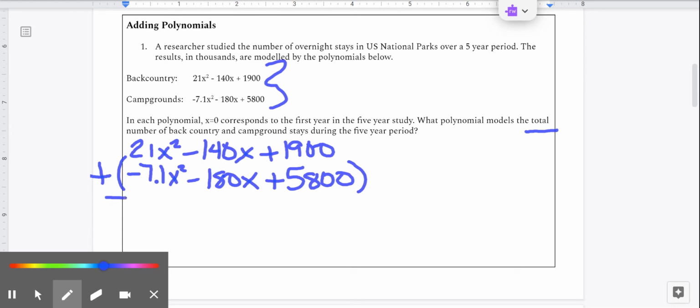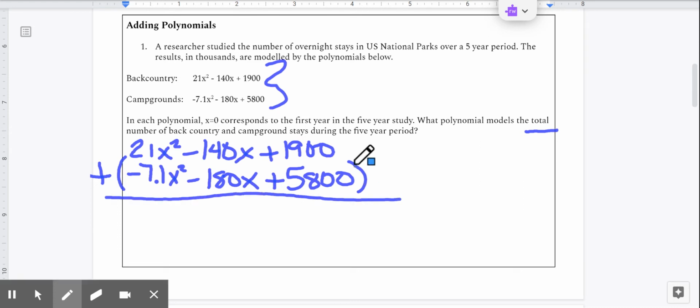And now we can go ahead and actually add these together. So I'm going to start down here with those x squared. So I have 21x squared plus negative 7.1x squared. So remember, this is just combining like terms. We don't have to do anything fancy with those exponents. We're keeping those exponents the same. So we're talking about adding like terms. So I'm really just adding those coefficients. 21 plus negative 7.1 is going to be 13.9x squared. So like I said, those are like terms. You're just keeping that x squared, combining like terms.